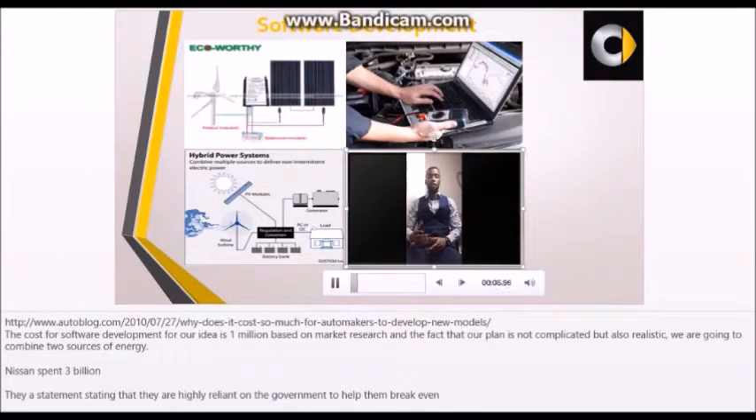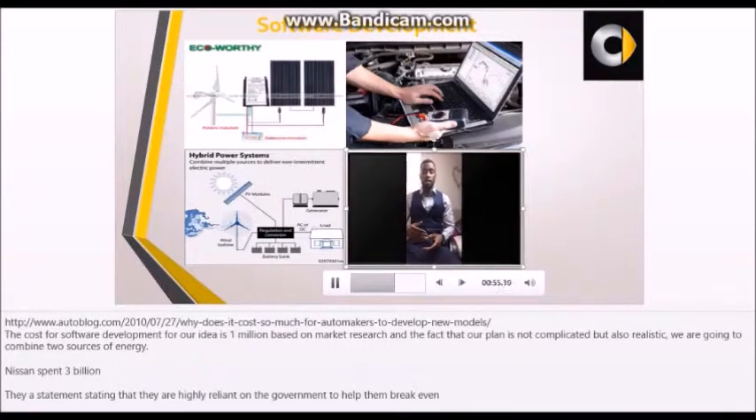Developing our idea will cost 1 million per year, because our idea is not very complex but also very realistic, as well as the fact that we are in partnership with Solar Century, and we're also in partnership with Volvo, who are experts in this area, cutting our cost and making it more affordable for us. Compared to our competitors such as Nissan, they've spent over 3 billion on their electric car. Spending that much means they're heavily reliant on the government to help them break even. But in comparison, we are not heavily reliant on our government to provide us with a break-even point.